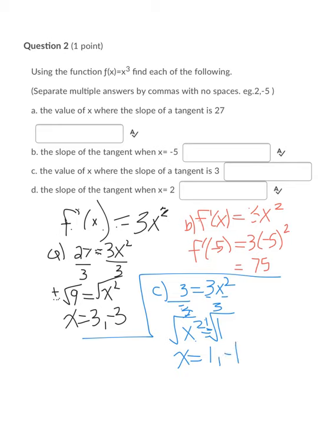And then for part D, it says the slope of the tangent when x is equal to 2. So f prime of 2 is equal to 3 times 2 squared, which is equal to 3 times 4, which is equal to 12.